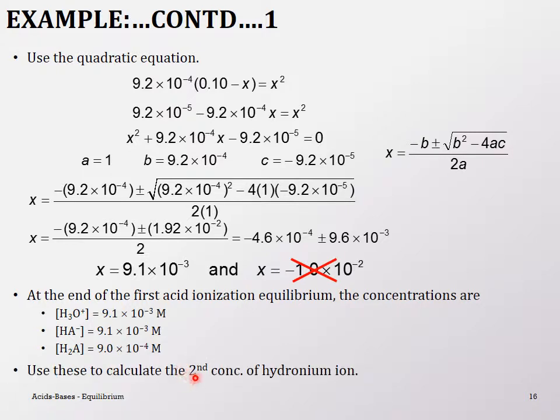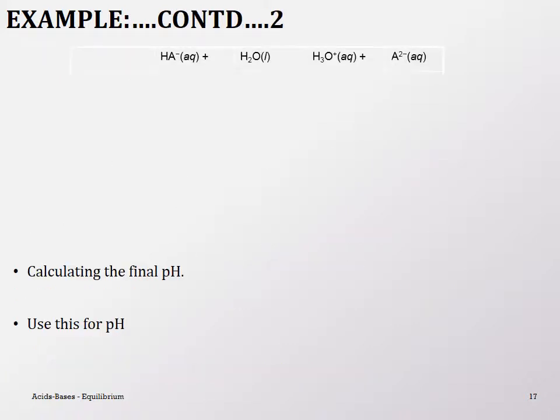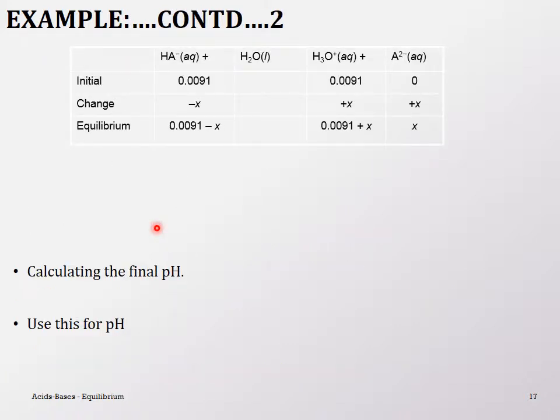Now we're going to go ahead and calculate the second concentration of the hydronium ion using these numbers, because this is now going to be our starting point. This is the conjugate base. This has the second proton, so this is the one that is going to undergo the second ionization. Here's our beautiful table, and so 0.0091 minus X, and then plus X over here. These are your concentrations.